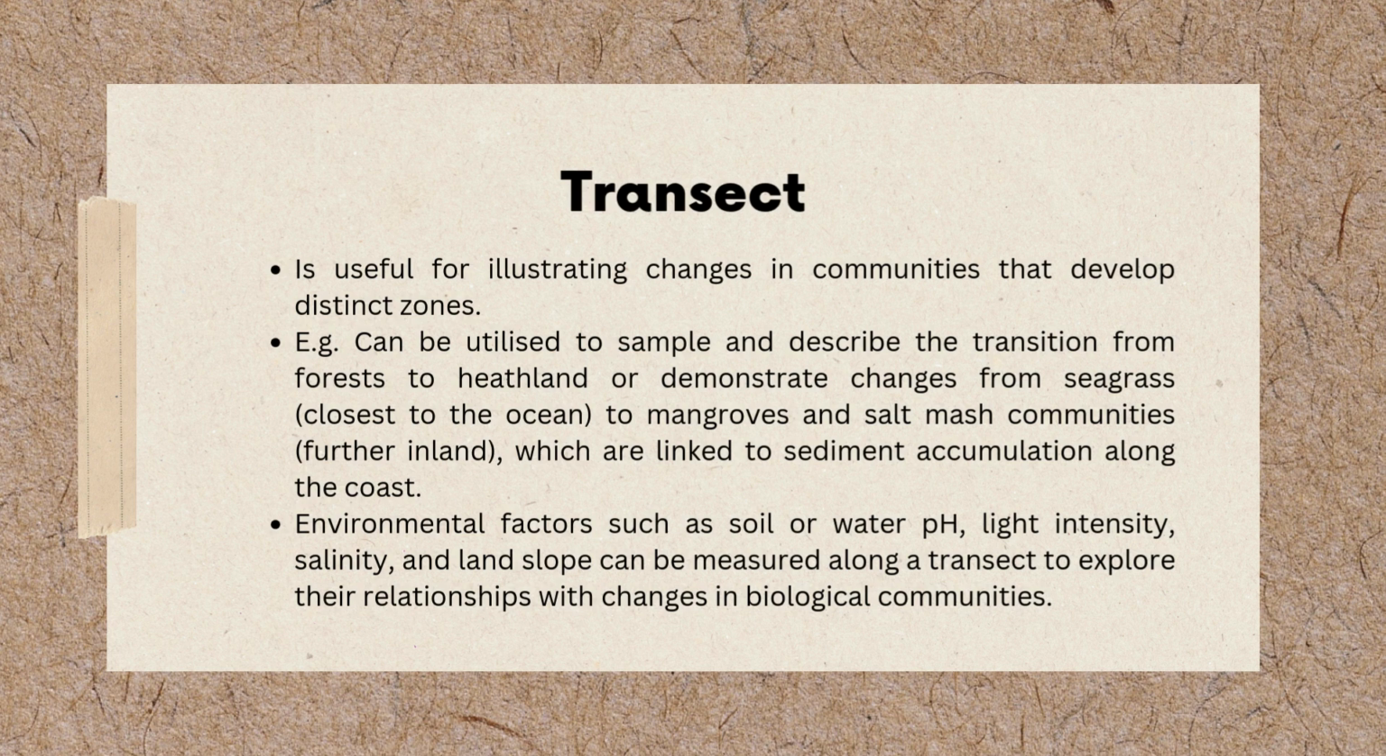Another transect extending from the ocean inland can demonstrate changes from seagrass, closest to the ocean, to mangroves and salt marsh communities, which are linked to sediment accumulation along the coast. Additionally, environmental factors such as soil or water pH, light intensity, salinity, and land slope can be measured along a transect to explore their relationships with changes in biological communities.